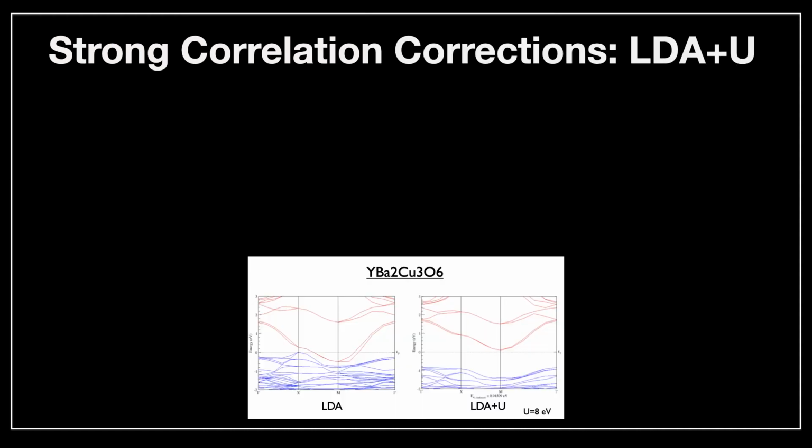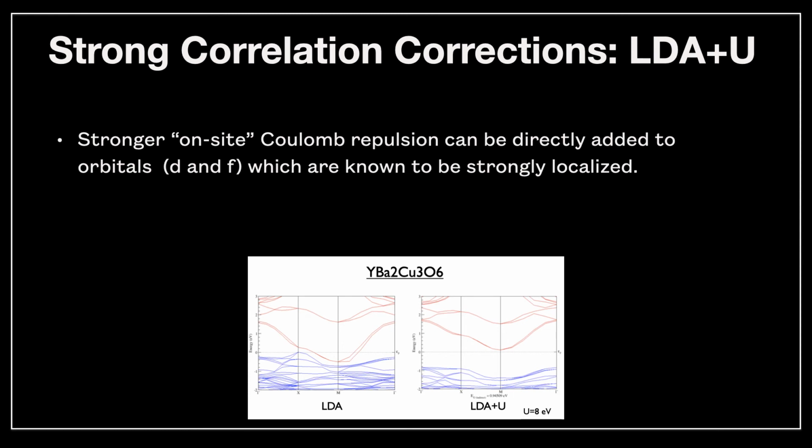Now, the strong correlation problem is seen in those systems with d and f electrons, as I mentioned before. And one of the things that's well known is that we have an issue between the occupied and unoccupied bands: the bands are just too close. In fact, in the case that I'm showing in this high temperature superconductor, we see that the band gap is completely wrong. So in that case, we actually add a very strong on-site Coulomb repulsion, which is called the U term. And that U term allows to push up the unoccupied state and down the occupied state.